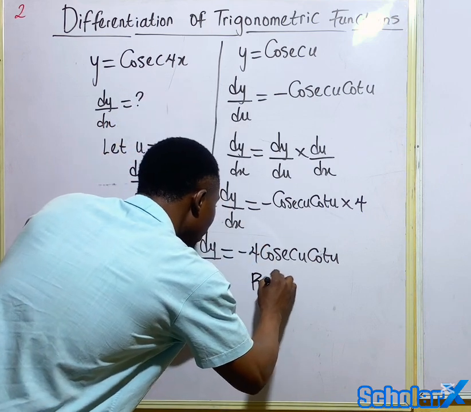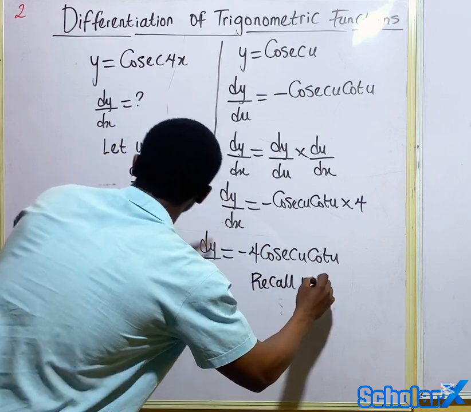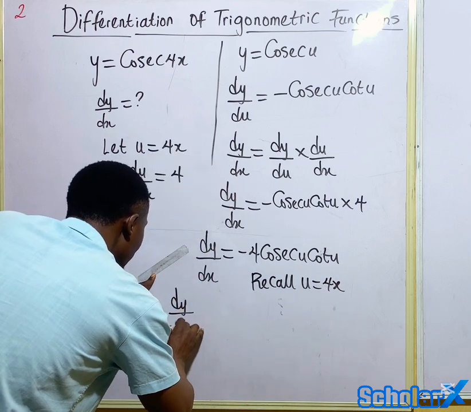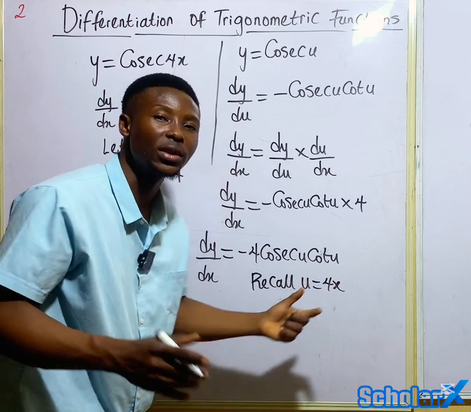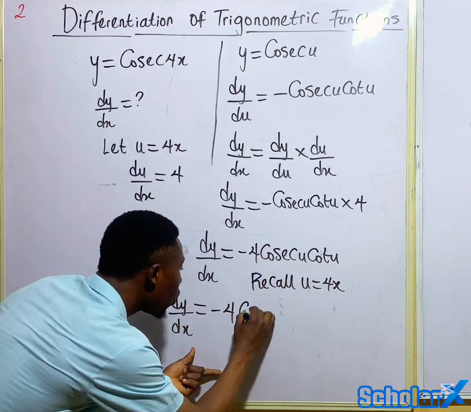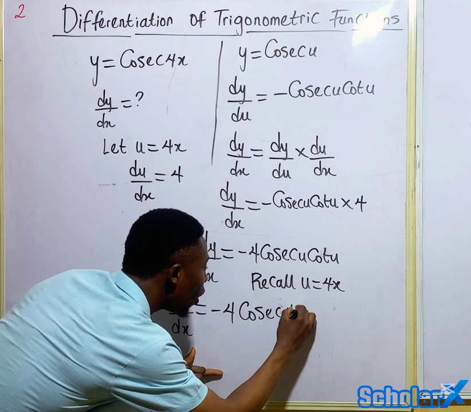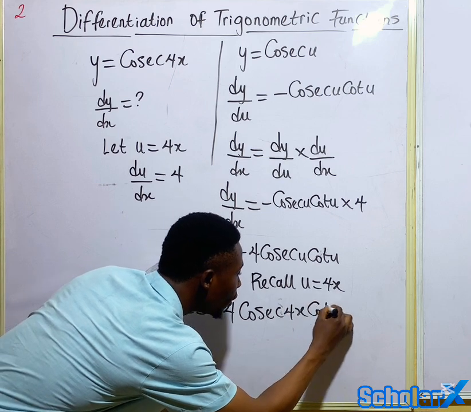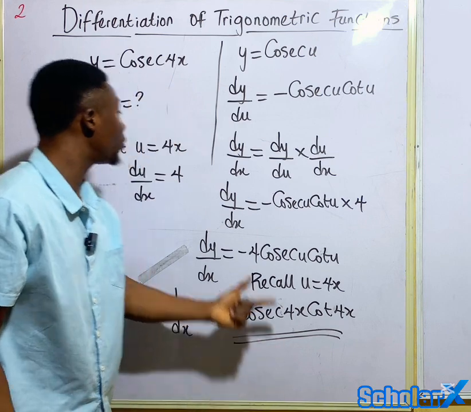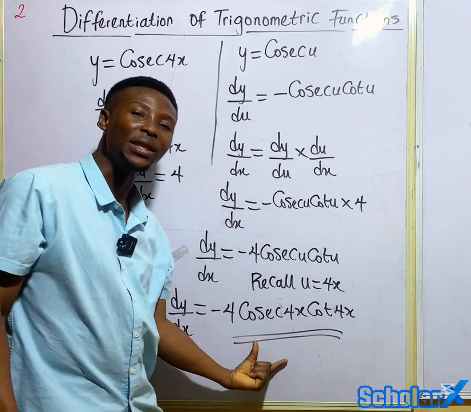Recall that you said u should be equal to 4x. So it means that finally dy/dx is going to be equal to minus 4 cosec 4x cot 4x. So this is our dy/dx. So when we differentiate this function, we're going to have this as our answer.